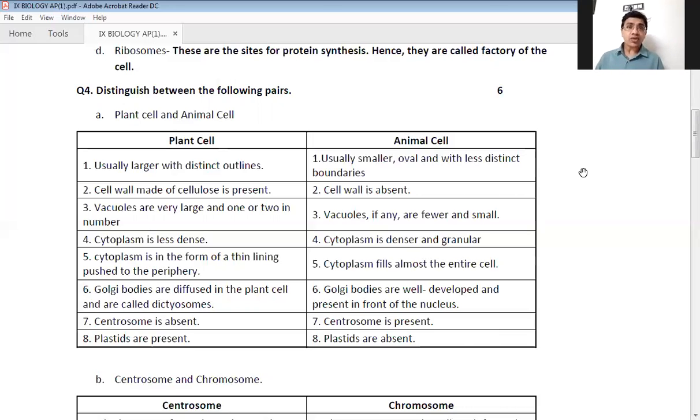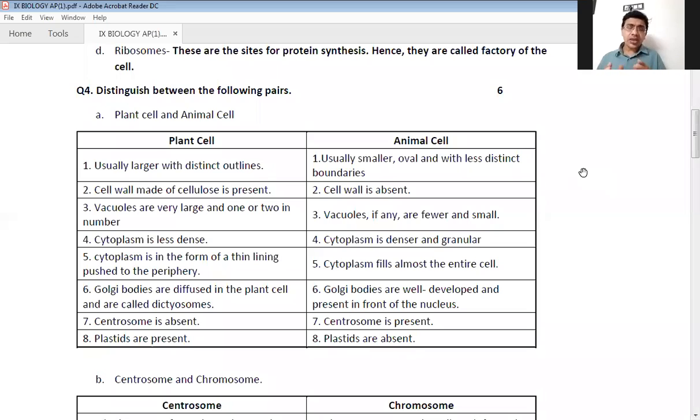So that is again one more point. Let's go to the 4th point, and that is cytoplasm is less dense in plant cell, right? As compared to that, if we go to animal cell, here it is not only just dense, but it is granular. When I say granular, in animal cell, the cytoplasm contains a lot of granules, right? The next point is something about, again, cytoplasm. Cytoplasm is in the form of thin lining pushed to the periphery, right?